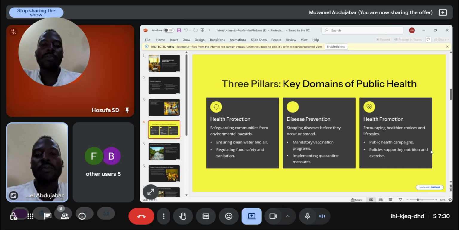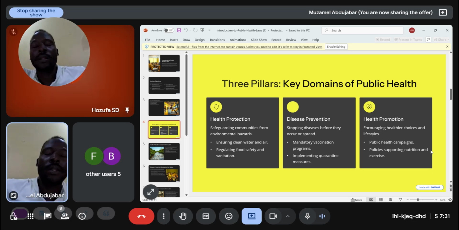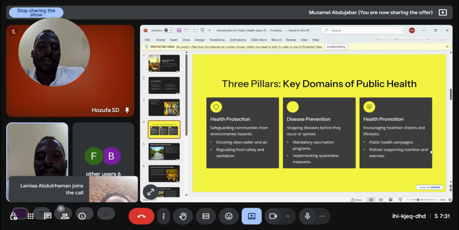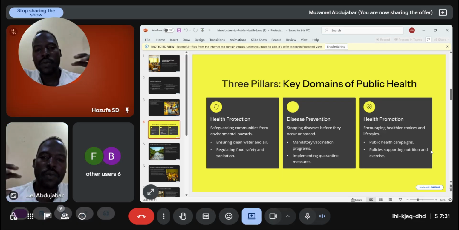The second point of disease prevention is implementing quarantine measures for the traveling of people. If people need to travel outside Sudan or come into Sudan, quarantine measures must be implemented, making sure that people coming from or traveling out receive the mandatory vaccination. In the public health law 2008, there is also a requirement for mandatory vaccination for traveling, especially for people who come from an epidemic area. They must receive the vaccination, which can reduce the spread of the disease. This is the second pillar, disease prevention.